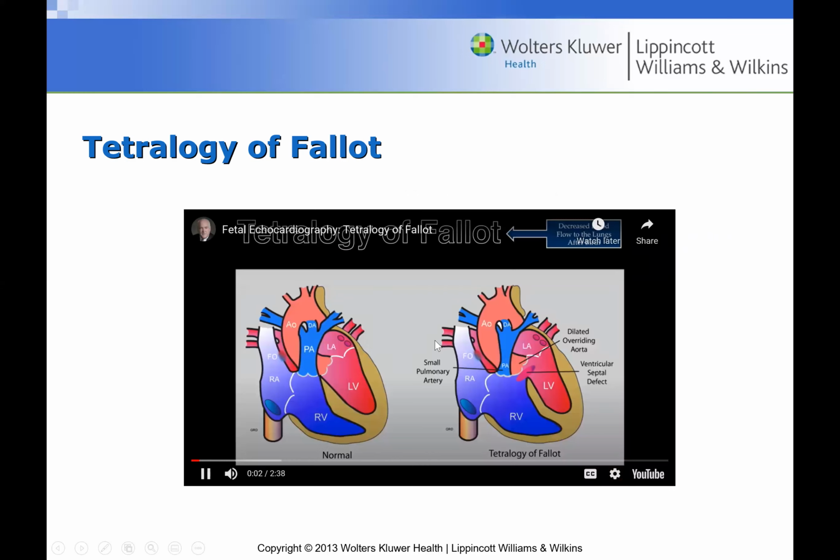Tetralogy of Fallot occurs in about 1 out of every 5,000 newborns. It affects males and females equally. Tetralogy of Fallot involves 4 defects postnatally: a large ventricular septal defect that straddles the overriding aorta, pulmonary artery stenosis, and right ventricular hypertrophy. However, in the fetus, the right ventricular hypertrophy may not be evident. For this reason, the 4-chamber view of the fetal heart may appear to be normal. Prenatally, a dilated aorta that straddles a ventricular septal defect is the most common finding. The pulmonary artery may be normal, small, or enlarged, the latter occurring with an absent pulmonary valve.